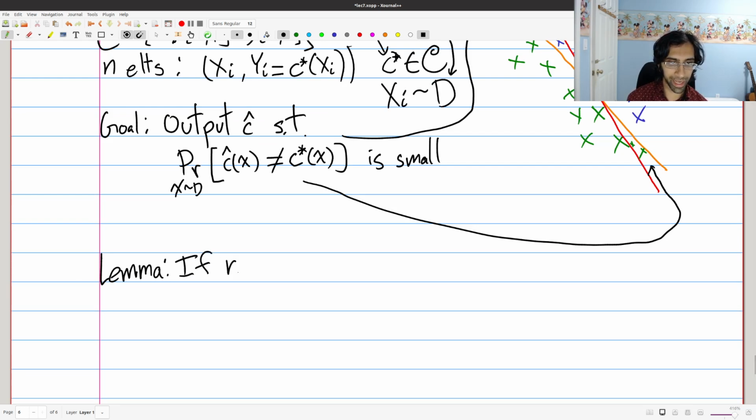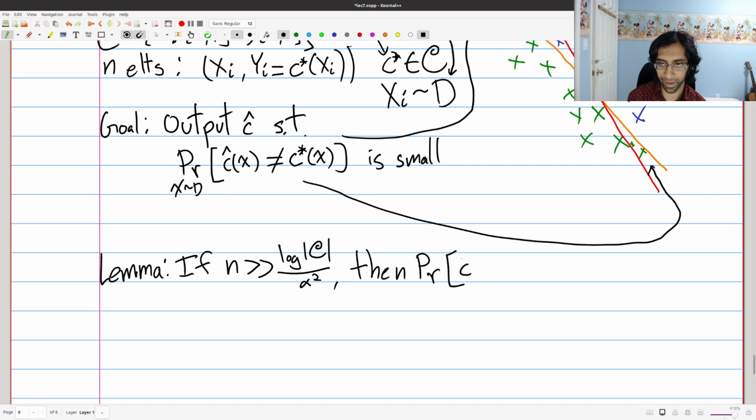If n is much greater than log of the size of C, over alpha squared, then there's an algorithm which can output a C hat with the following guarantees. For X sampled from D, sorry, I forgot this X here, the probability that it errs on a new sample would be less than alpha. So, okay, let's see how we do this.